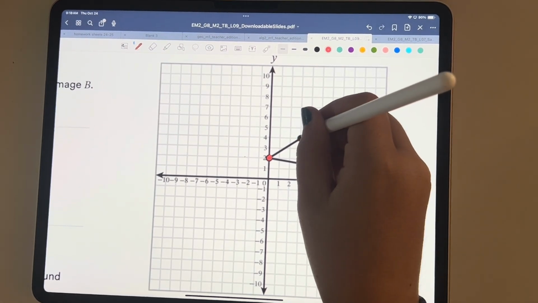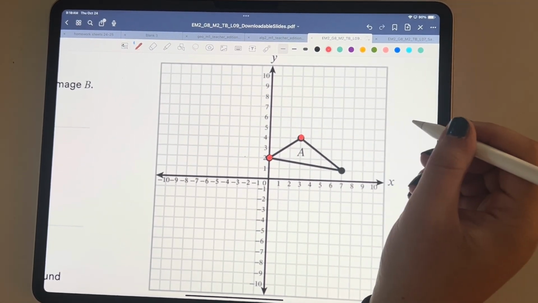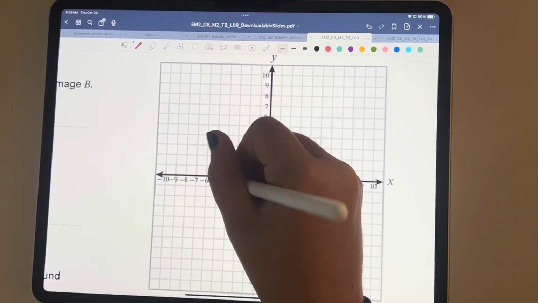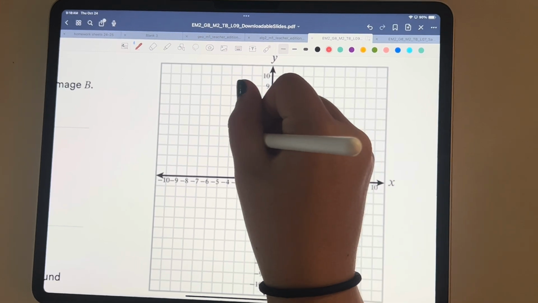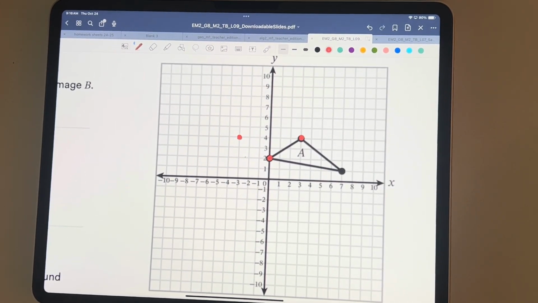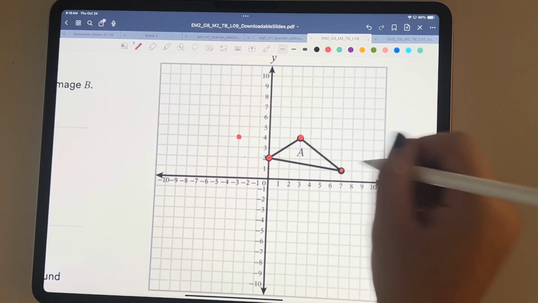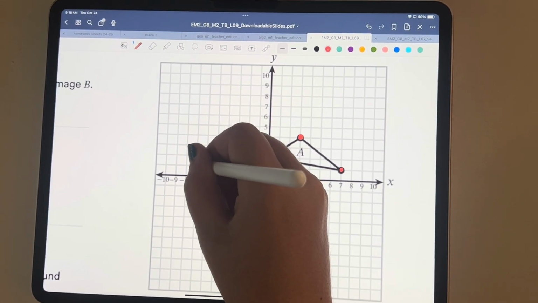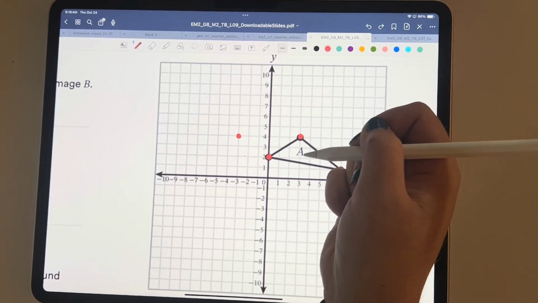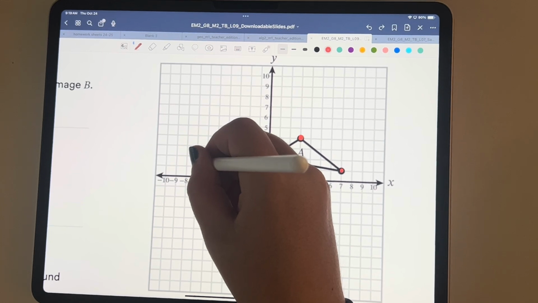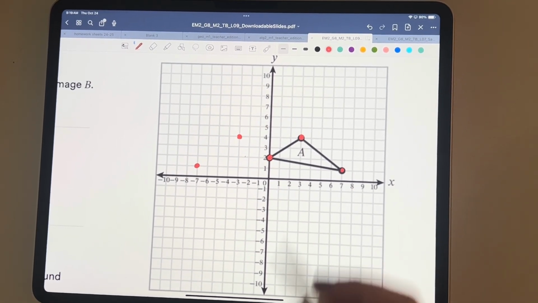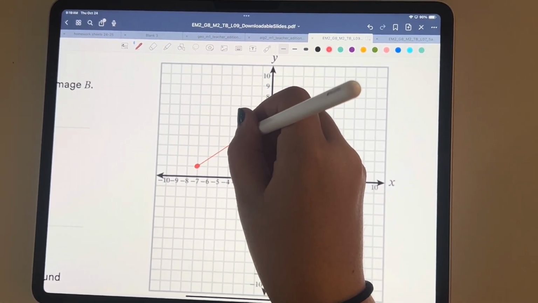What happens to this point right here? -3, 4. Yeah, so we change our x values to negative. So it's going to go right here. Same y value, it just switches our x. What about this last one? -7, 2. Oh, no, you're right, I'm looking at it wrong. I'm so sorry. Okay, so we can connect.